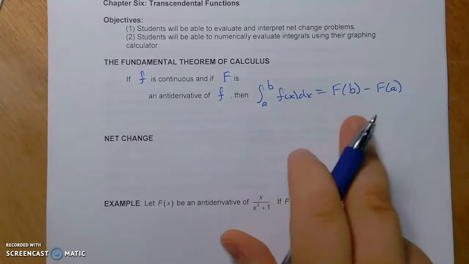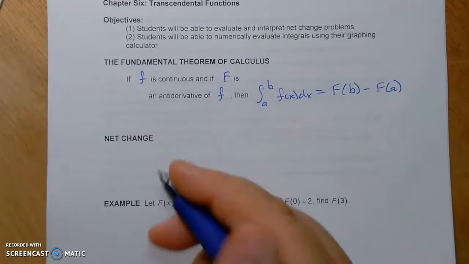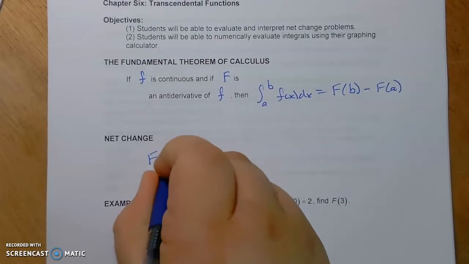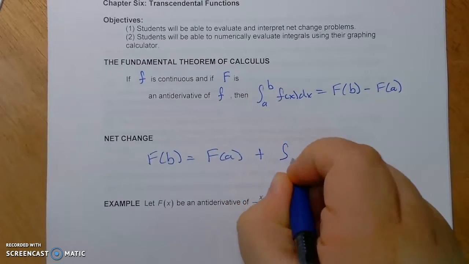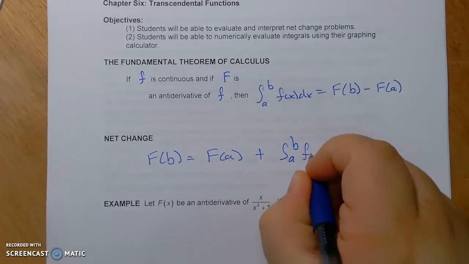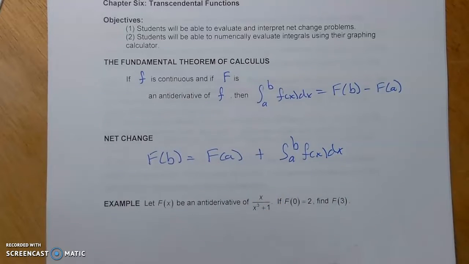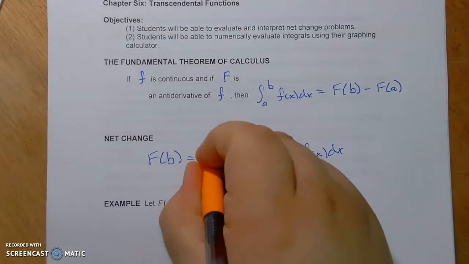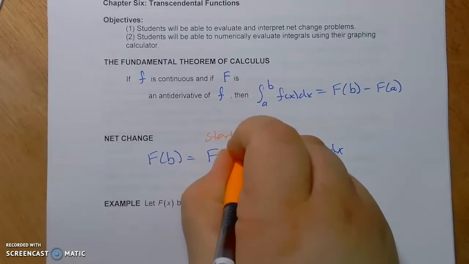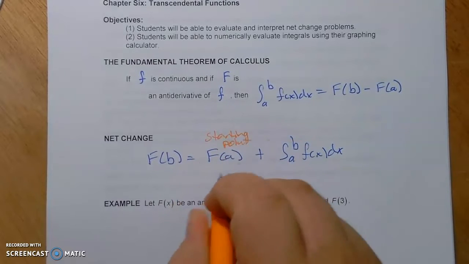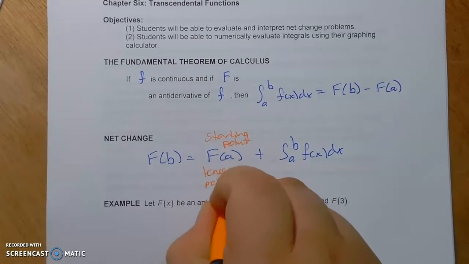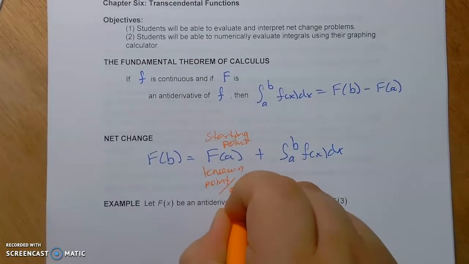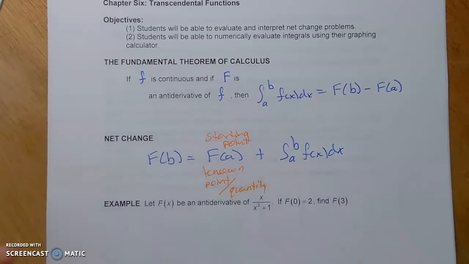Because net change, all it does is it adds F of a to the other side. So we say F of b equals F of a plus the integral from a to b of f of x dx. So what this is saying is we've got a starting point, F of a. So this is some known point or value or quantity. So we know something about it.